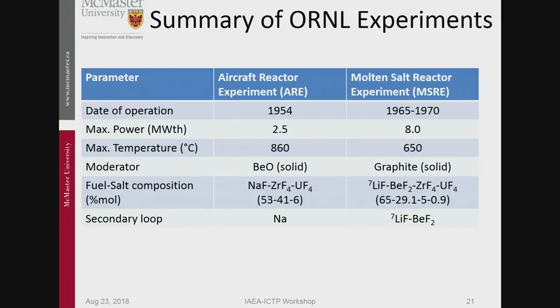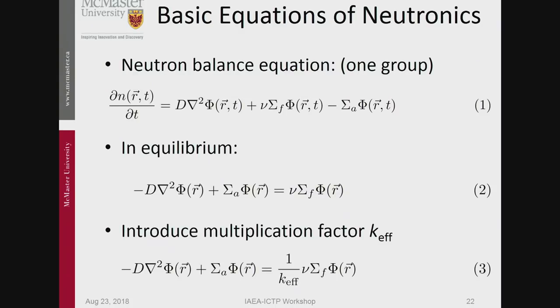The summary here, this is more or less what I said already. This is the years that it operated, the power, the low power temperatures, the moderators. This molten salt reactor was operated with graphite. The fuel salts, they were slightly different. This is the standard one. And the secondary loop had just sodium cooled, and the other one was just standard fly. Okay?